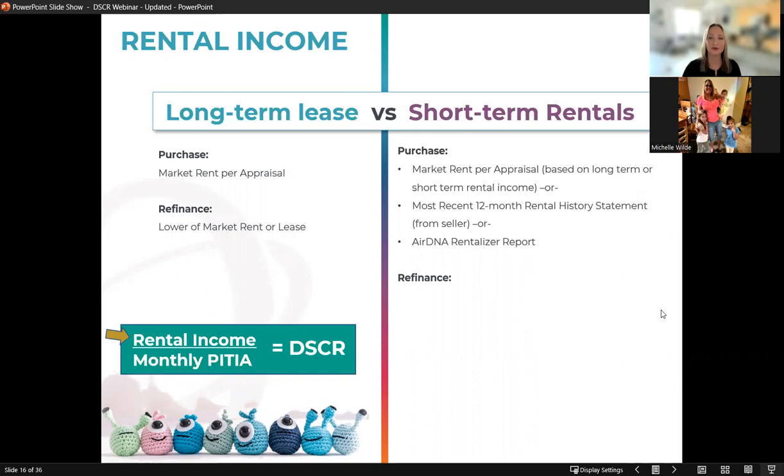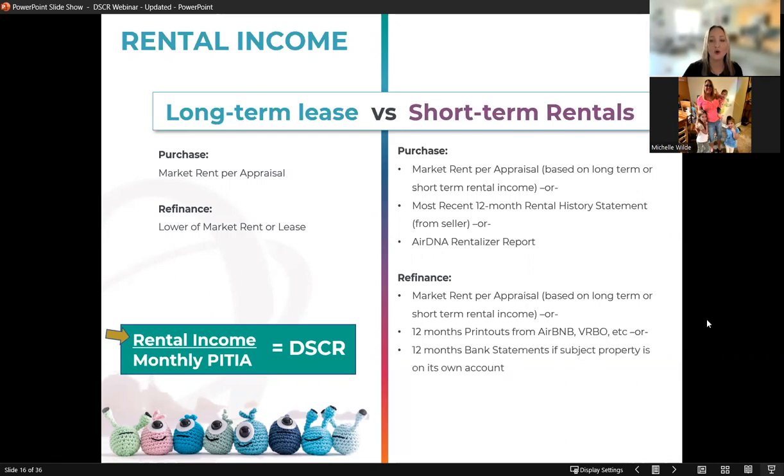If it's a short-term rental with a refi, meaning they're already using it as a short-term rental, we can use the market rent per the appraisal based on the long-term or the short-term rental income, or 12 months printouts from Airbnb, VRBO, however they're renting it out, or 12 months bank statements if the subject property is on its own bank account.